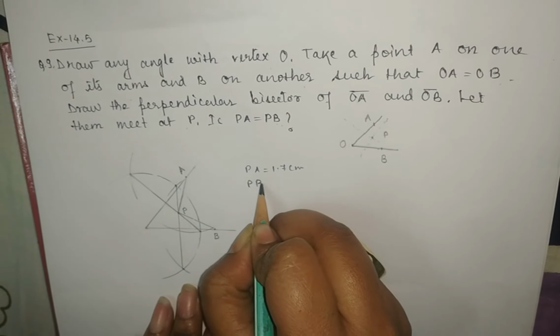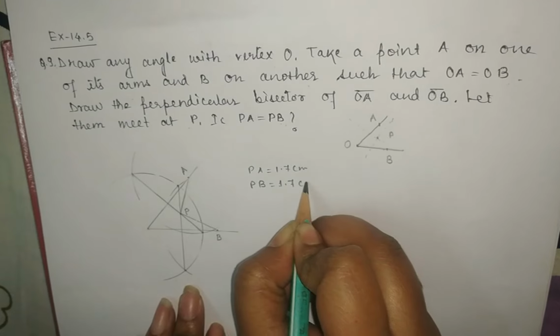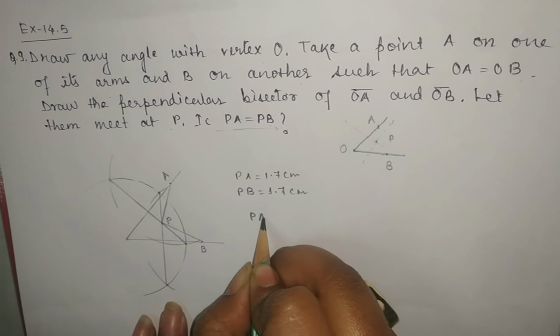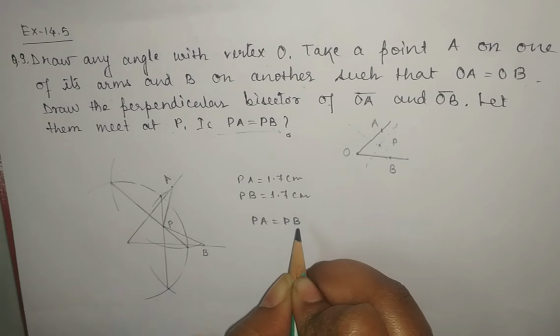So what we have observed is that PA is equal to 1.7 centimeter, PB is also equal to 1.7 centimeter. That means, is PA equal to PB? Yes, PA is equal to PB. So this was question number 9.